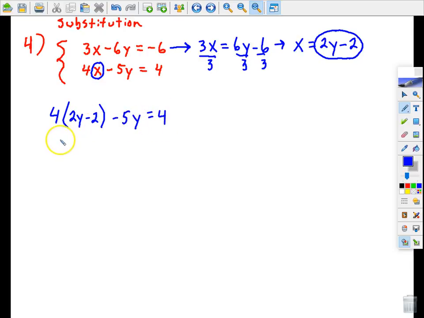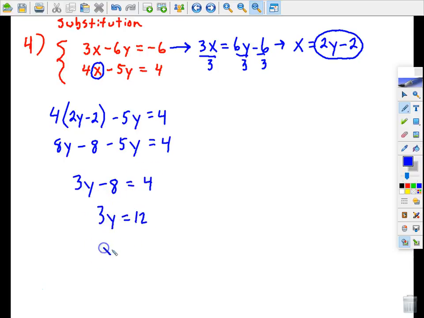Okay, distributive property, 8y minus 8 minus 5y is 4. Combine like terms. 8y minus 5y is 3y. Add 8 to both sides. And we got our y value. Y is 4.